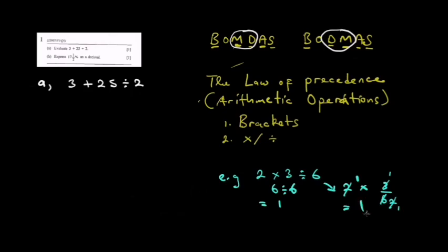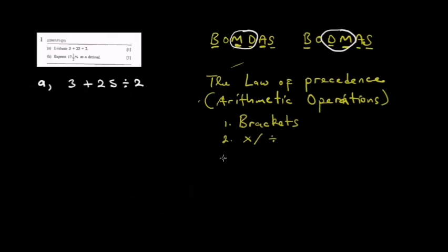Again, the answer is 1. To prove this point, that it does not matter whether you start with multiplication or you start with division. Multiplication and division are at the same level when it comes to the law of precedence. After this, thirdly, you can either add or subtract. It also does not matter whether you start by adding, then you subtract, or you start by subtraction, then you add. Subtraction and addition are also at the same level when it comes to the law of precedence.